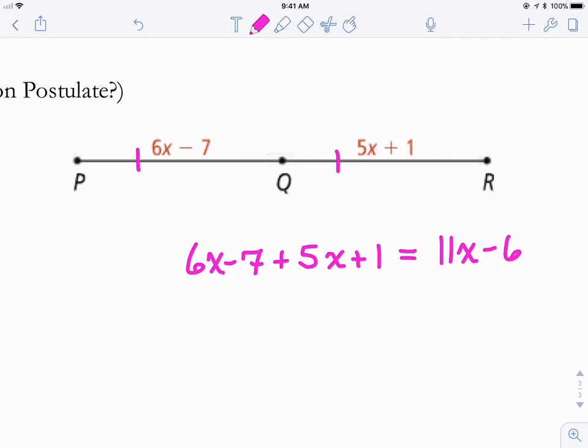Don't bother writing this down, by the way. On the left side, you get 11x minus 6. On the right side, you get 11x minus 6. And, well, that wasn't very helpful because the variables just drop out. You get 0 equals 0. It's a true equation. It doesn't really help you.